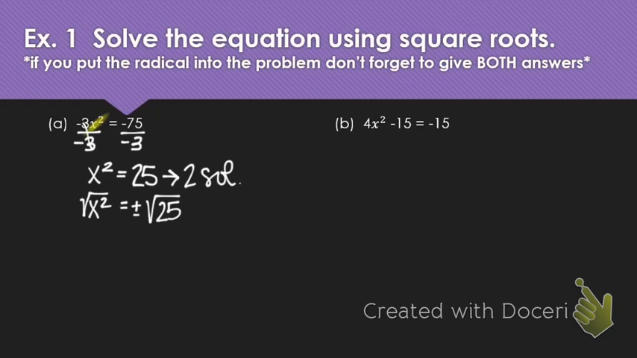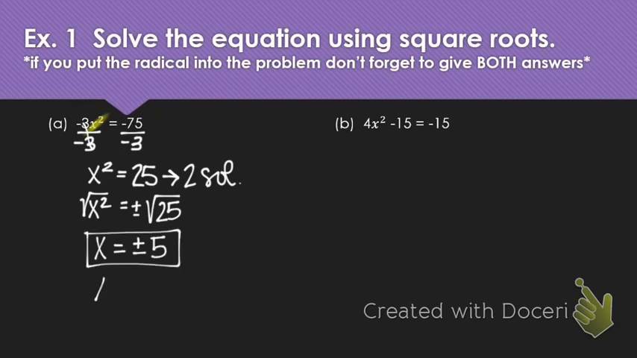Because remember, every real number has 2 roots. So when we put the radical into the problem, we also have to put the plus or minus symbol in there. Now, what's the square root of x squared? X, and it equals plus or minus, what's the square root of 25? There you go. That's your final answer.